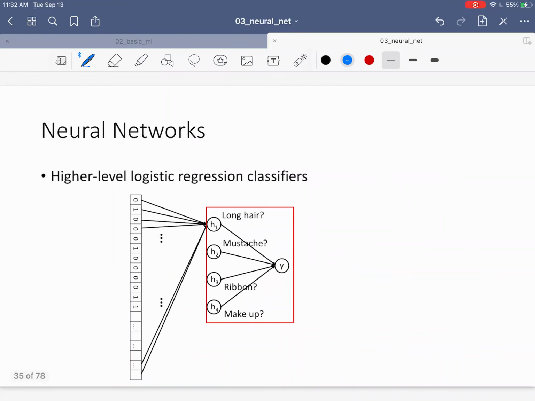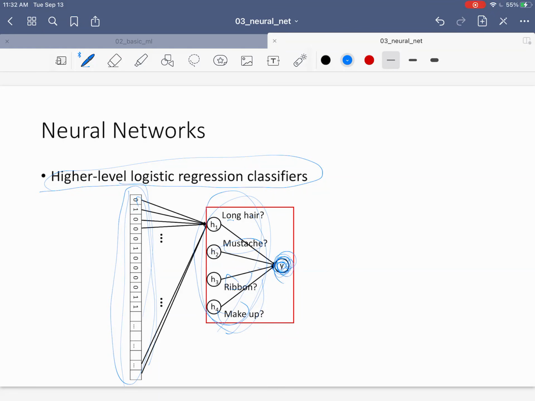Right. So the final logistic regression model is a high-level logistic regression, meaning that it is not making its decision based on raw pixels. It's actually making its decision based on these high-level concepts: whether the image has long hair or not, a mustache or not, a ribbon or not, makeup or not. These are the high-level concepts compared to the raw pixel values here. So it's a high-level logistic regression classifier.